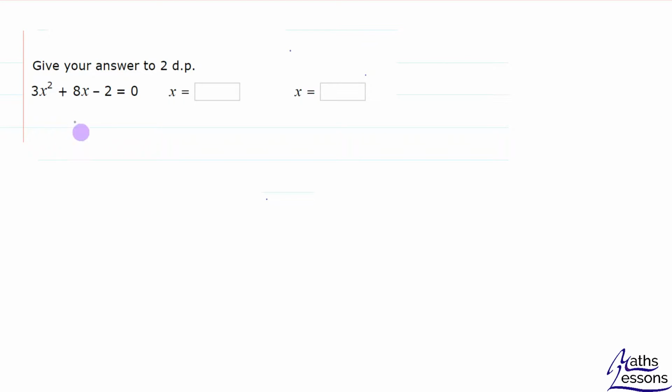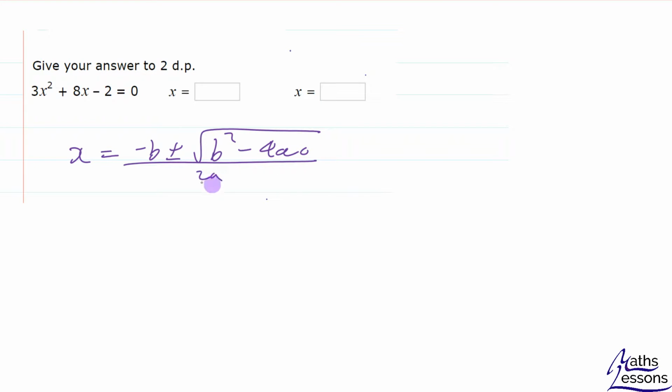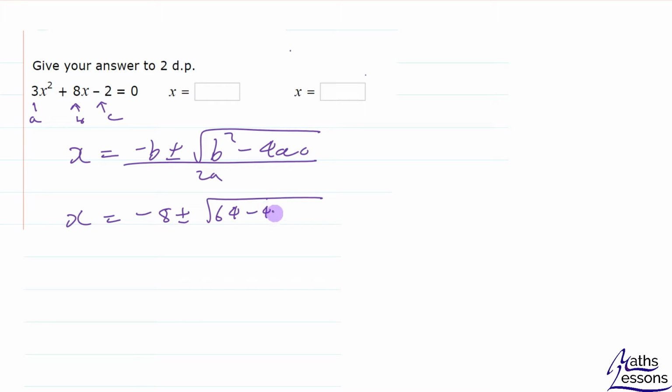So, we put this into the quadratic formula. x equals minus b plus or minus the square root of b squared minus 4ac all over 2a. So we know that a equals 3, b equals 8, and c equals minus 2. So x equals minus 8 plus or minus the square root of 8 squared, which is 64, minus 4 times 3 times minus 2 from the c, all over 2a, so that's 2 times 3.